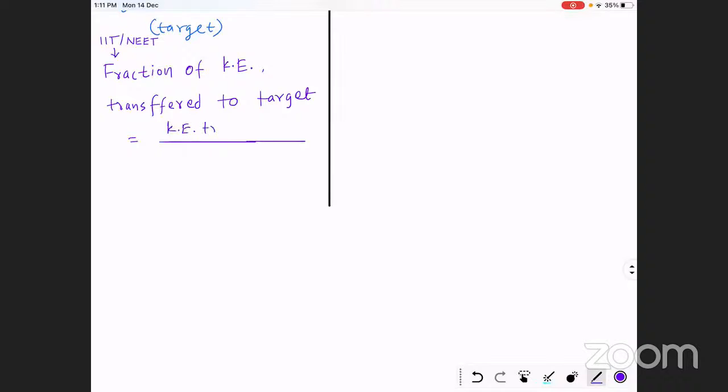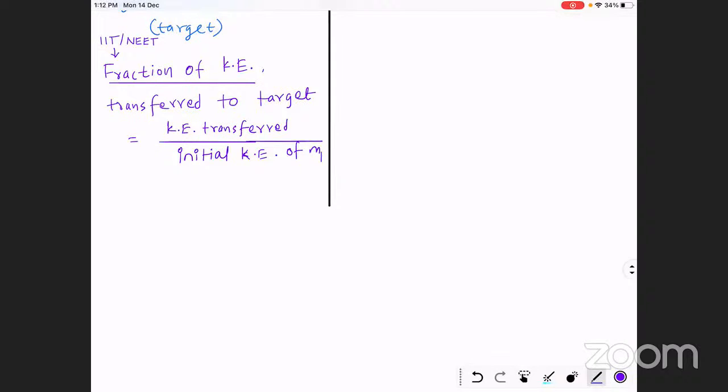Kinetic energy transferred upon initial kinetic energy. Could you understand that? I believe you have good English. The meaning of fraction of kinetic energy transferred to the target is kinetic energy transferred upon initial kinetic energy of M1. Could you understand this? Click on yes. And if you have any doubt, click on no.